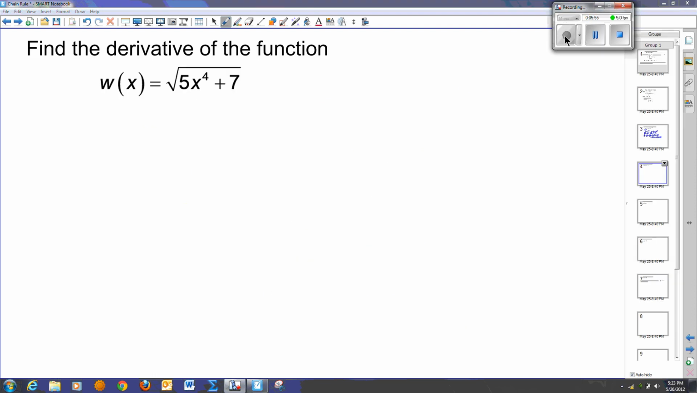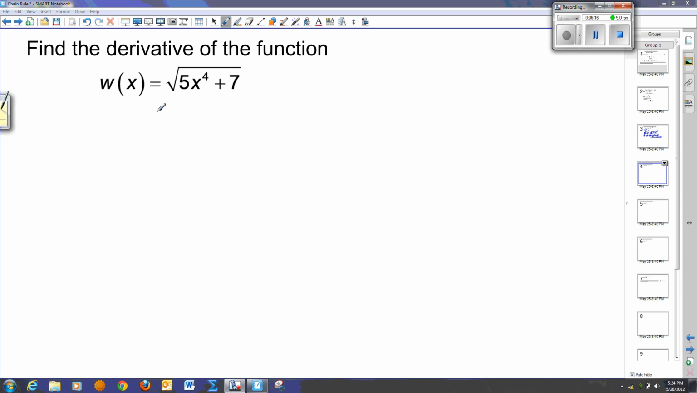Our next problem looks a little bit different in that it's got a square root, but we can make it look exactly like the last problem. And we also notice that there is a function within a function. One function is the square root. The other function is this 5x to the fourth plus 7.